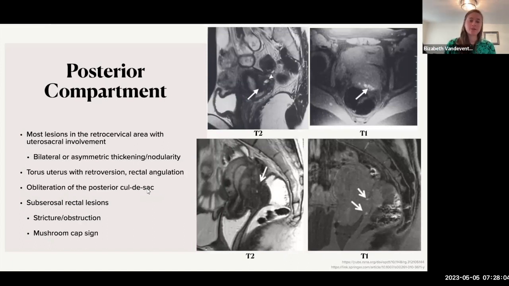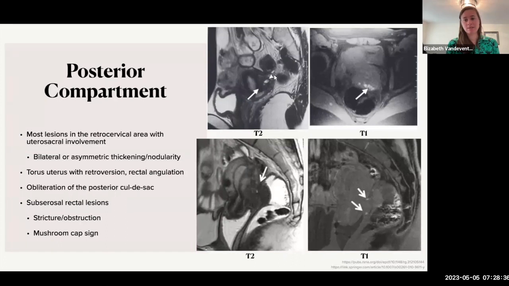And the other thing we're looking for, again, is this forced retroversion of the uterus, which is secondary to it being pulled because of the fibrosis that's created. You can also start to look for abnormal rectal angulation. The rectum should progress pretty smoothly up, and if you see that it's kind of pulled in, you can expect that that might also be due to endometriosis. Other signs, like in the anterior compartment, you can see obliteration of the posterior cul-de-sac. And then you can also look for rectal-specific lesions that don't technically have to extend to the uterus, but can be just based on the rectum.